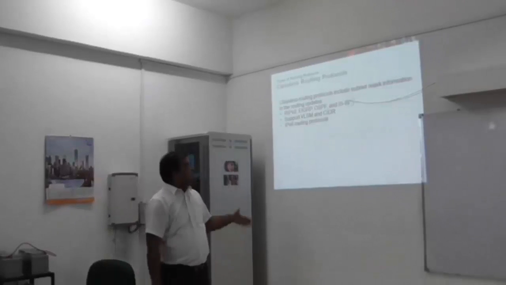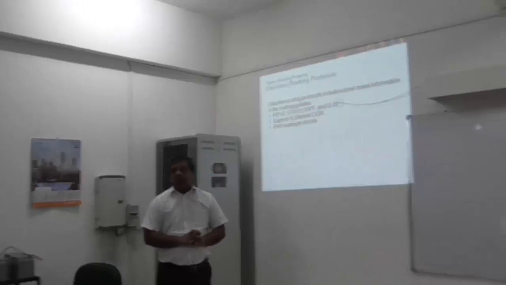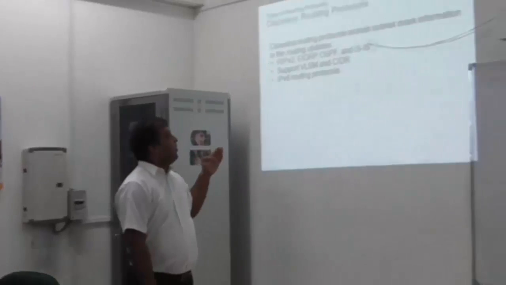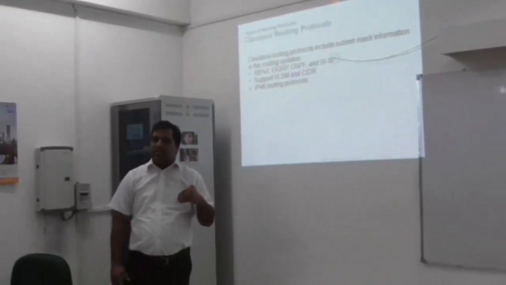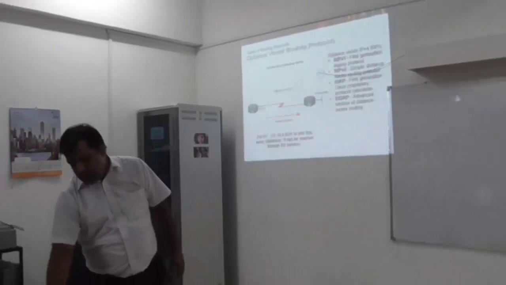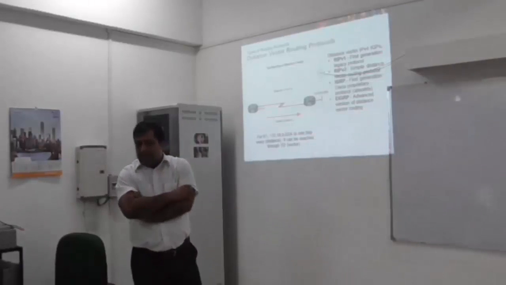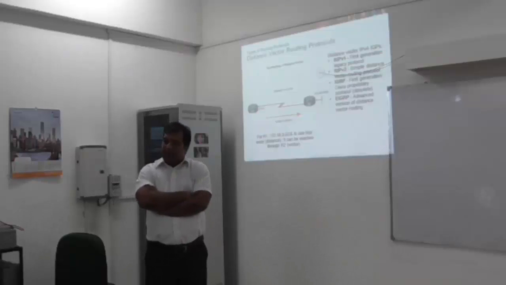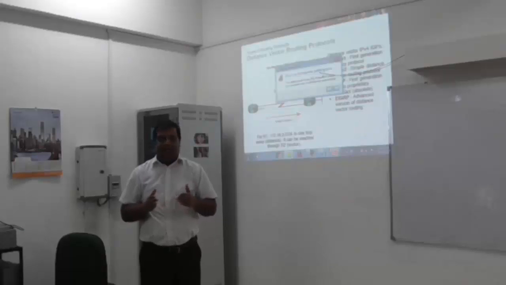In a classless routing protocol, the routing protocol includes the subnet mask information in the routing updates. So here we use RIP version 2, EIGRP, OSPF, which support the classless inter-domain routing scheme. In distance vector routing protocols, RIP version 1 is the first generation of the protocol and works on classful addressing, and RIP version 2 works on classless addressing.